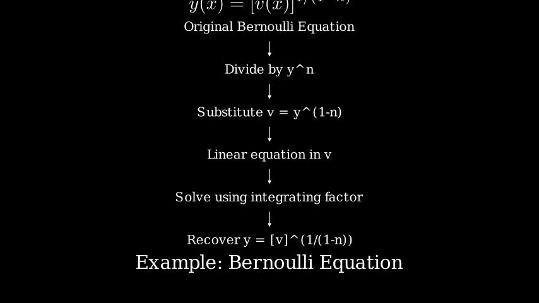Consider the Bernoulli equation dy/dx plus 2y equals x times y cubed. Comparing with our standard form, we identify n equals 3, p equals 2, and q equals x. We apply our substitution. v equals y to the power 1 minus 3, which is y to the power negative 2. This transforms our equation into the linear form, dv/dx minus 4v equals negative 2x. Now we can solve this linear equation using the integrating factor method, and then recover y equals v to the power negative 1/2.